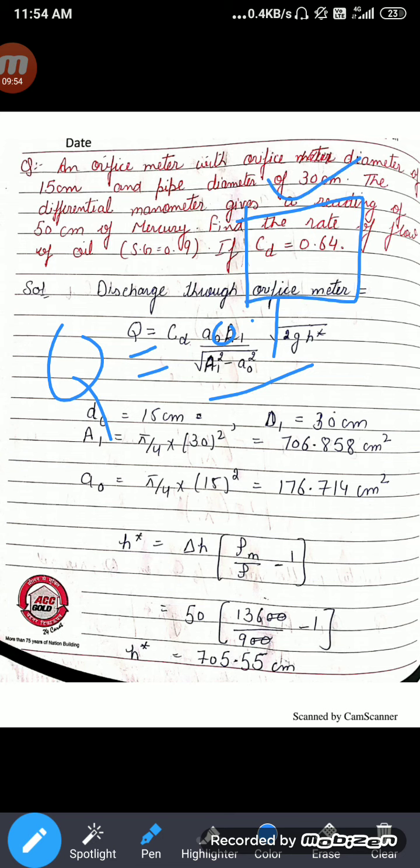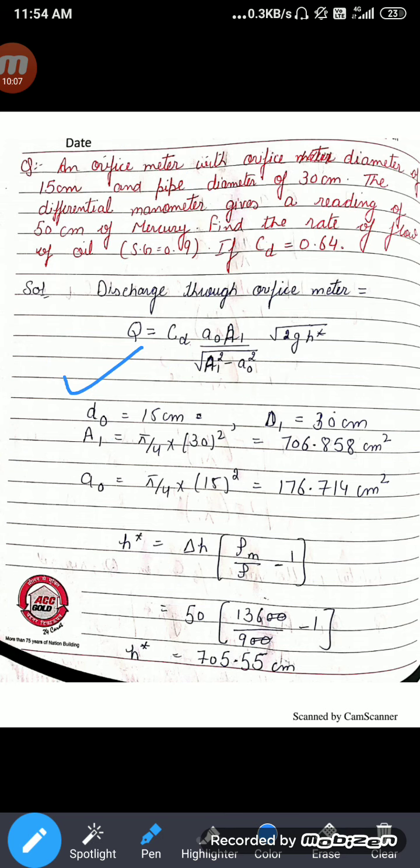As I told you, in numericals most of the chances are that CD is given to you and not Cc. So you have to remember the discharge formula in terms of coefficient of discharge. So small d0 is given, this is the diameter of the orifice. Diameter of the pipe is given. We can calculate the areas of both, the area of the orifice and the area of the pipe. Now delta H is also given. From here we can calculate the differential height, that is H star.